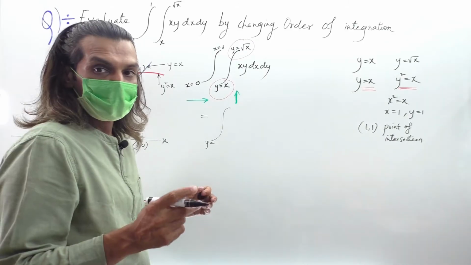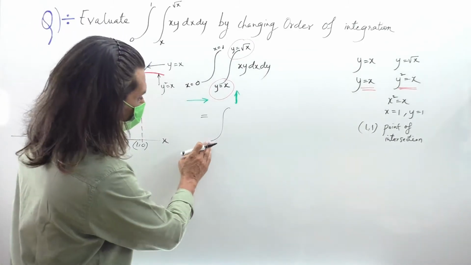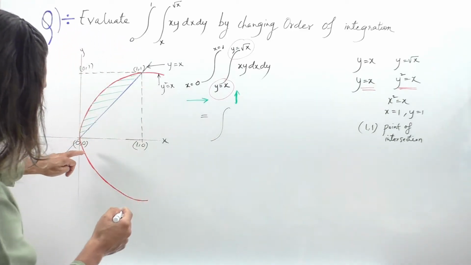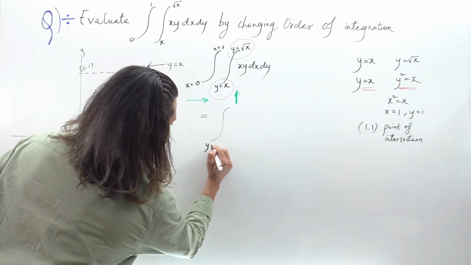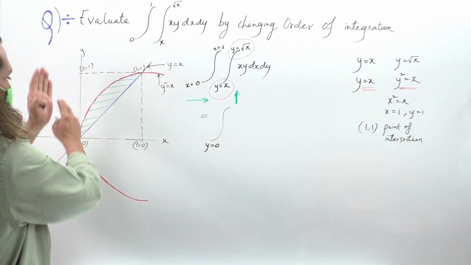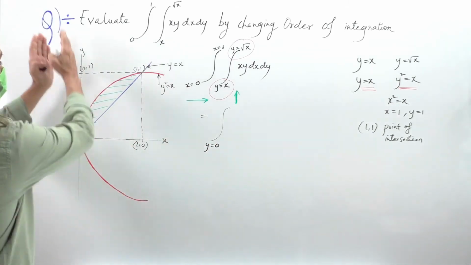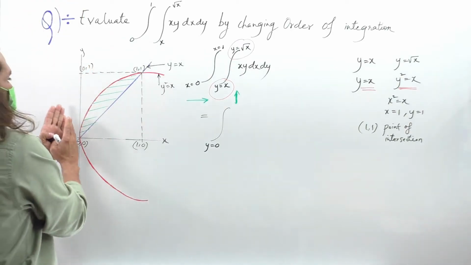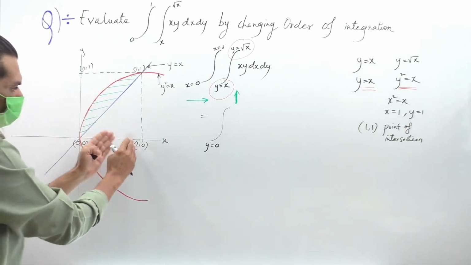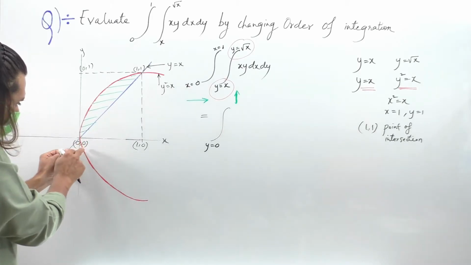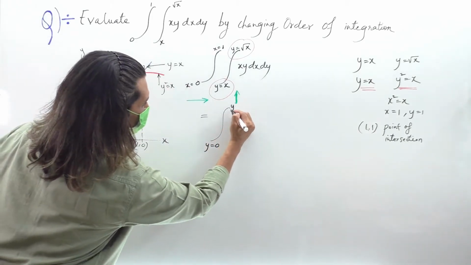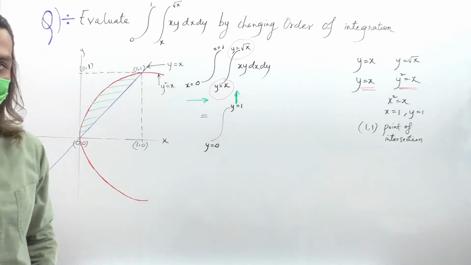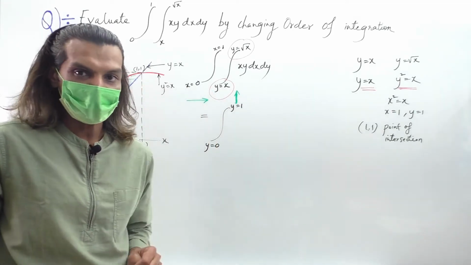If you see carefully, what is y? y is from 0 to 1, right? So when you are climbing along the y axis, just imagine climbing, y is equal to 0 to y is equal to 1. So we got the limits for the constant outside, y.